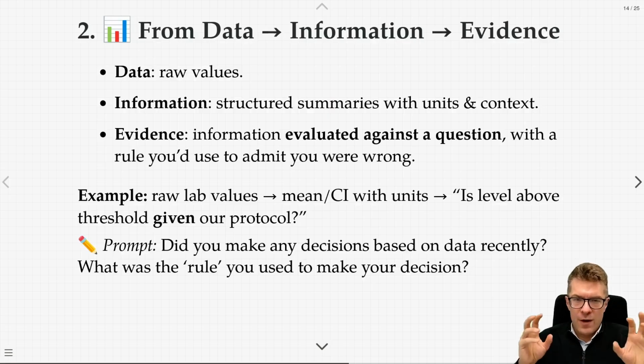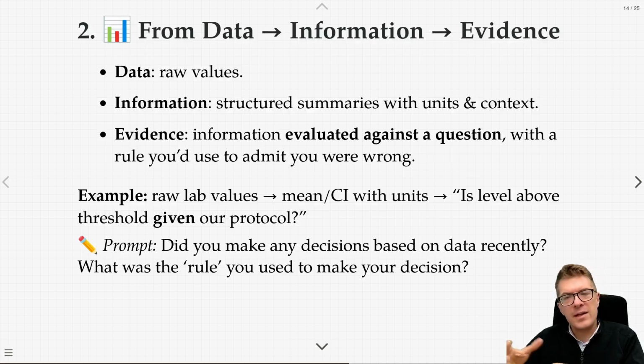So for example, you have raw lab values, maybe blood work has been obtained. You convert these raw lab values into something like statistics, maybe mean values, maybe confidence intervals with actual units. And then we'll convert that to something that we can at least relate to a question. So is this level we're measuring, this mean value, above some threshold we've predetermined in some protocol that needs to be flagged or followed up upon?